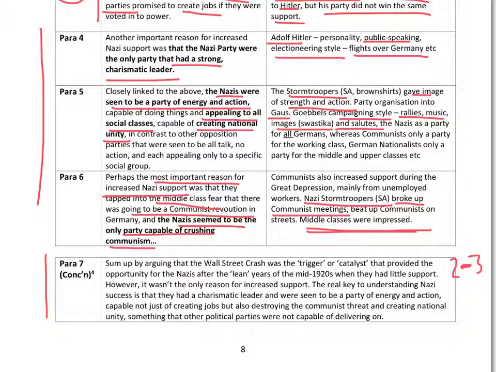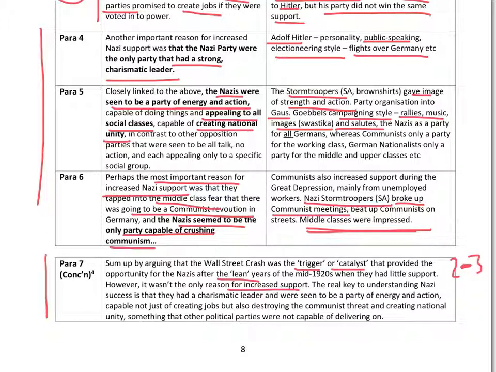Go back to the Wall Street crash, say, yeah, it was important, and a couple of nice words here, a trigger or a catalyst, that it triggered a change, that until 1928-29 the Nazis had been experiencing lean years, and it provided an opportunity for them to campaign for support and to increase their support. But emphasise again that it wasn't the only factor. If it was the only factor, other parties would have achieved votes as well.